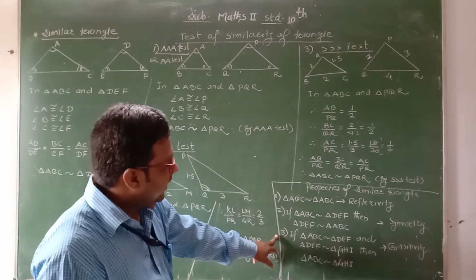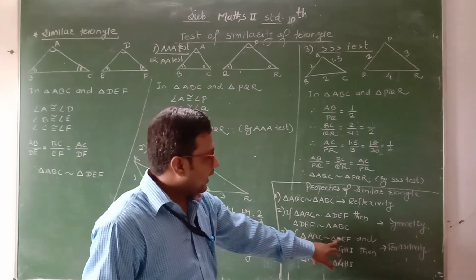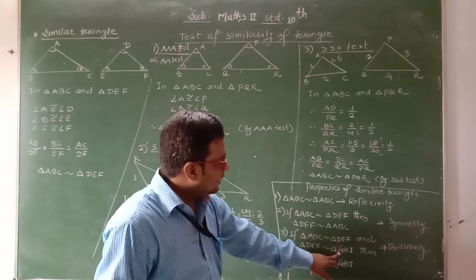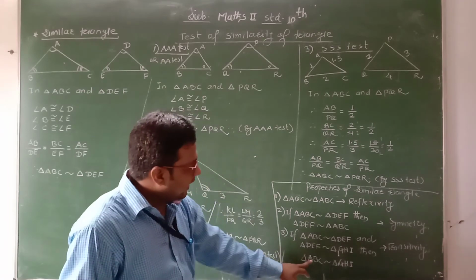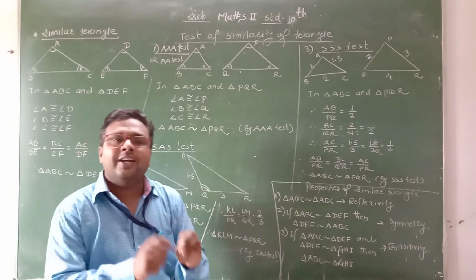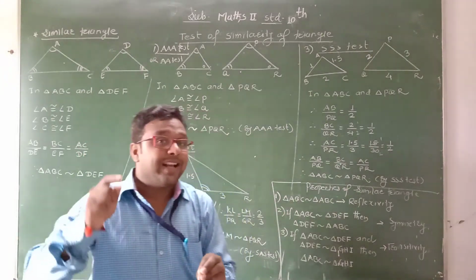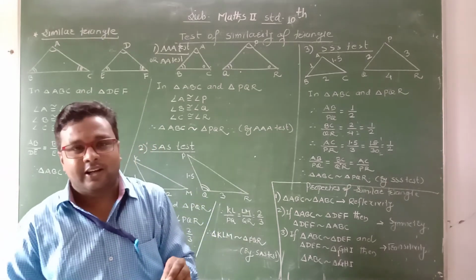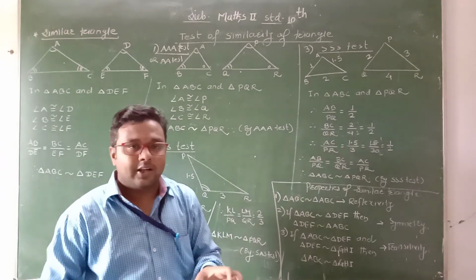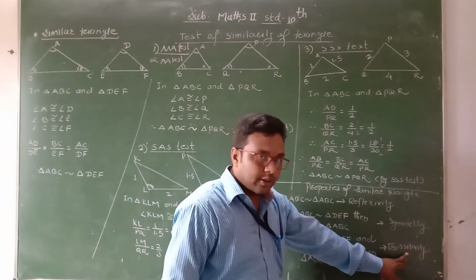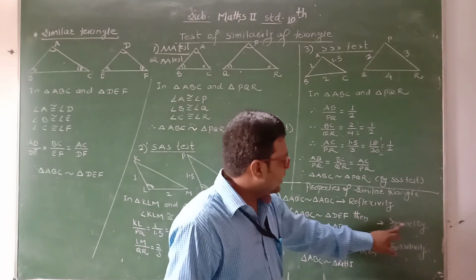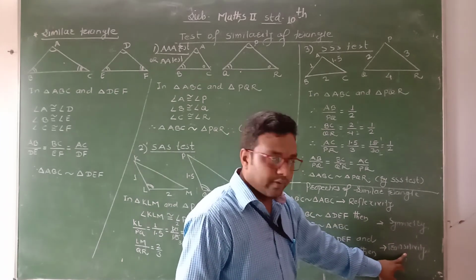And the third property is given: if triangle ABC is similar to triangle DEF and triangle DEF is similar to triangle GHI, then triangle ABC is similar to triangle GHI. In simple terms, if one triangle is similar to the second triangle and the second triangle is similar to the third triangle, then the first triangle is similar to the third triangle, and this property is called the transitivity. Okay, first is the reflexivity, second is the symmetry, third one is the transitivity. Clear?